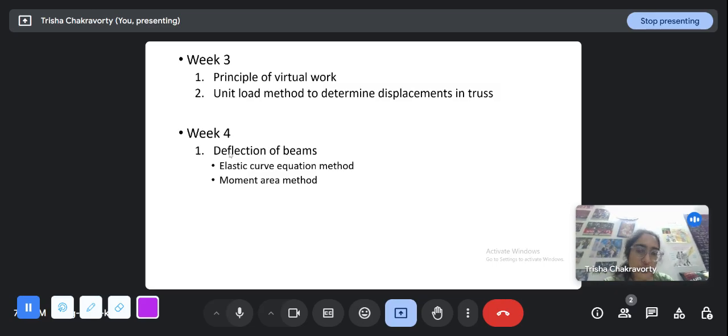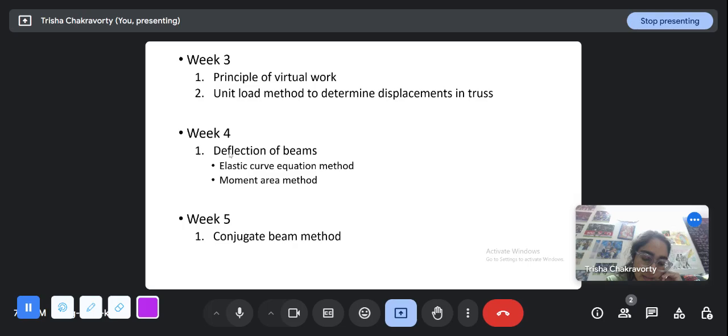And we have to choose the points very specifically, which comes from experience and practice, to apply the moment area methods. In this week, we are going to look at the conjugate beam method. This can also be said to be a variation of the moment area method. It is also a shortcut method that lets us get the deflection of a beam.